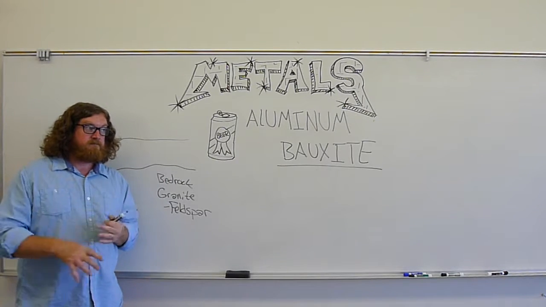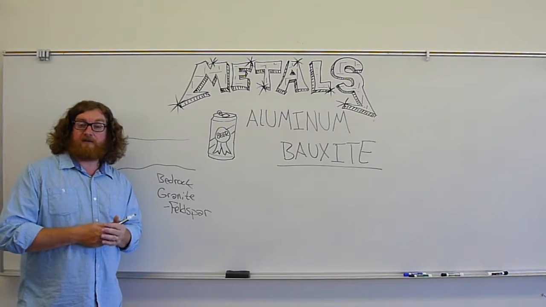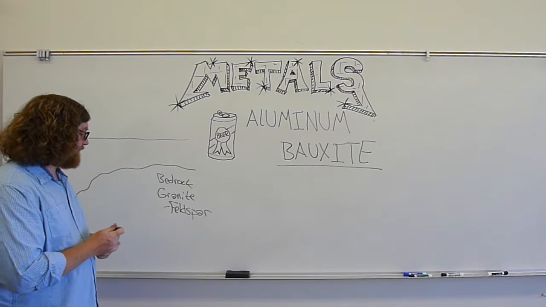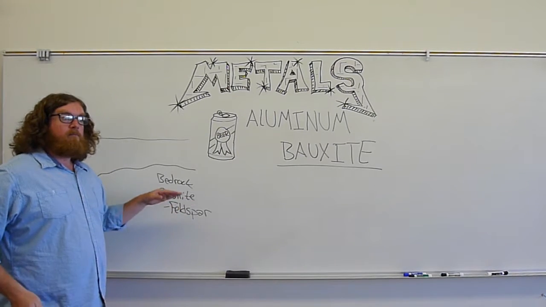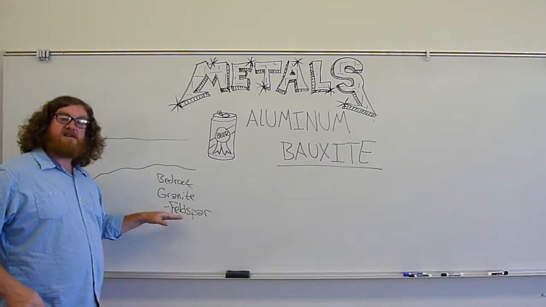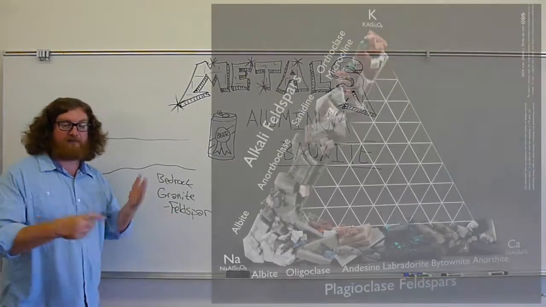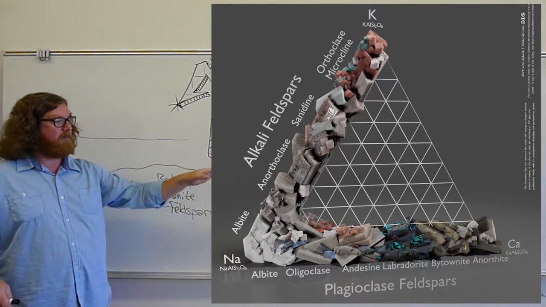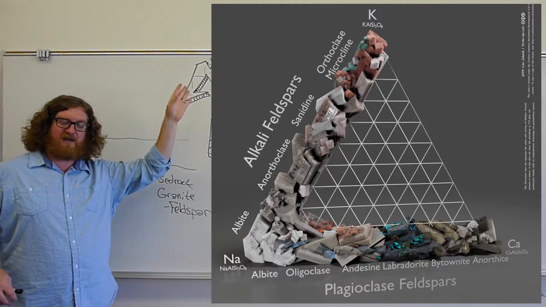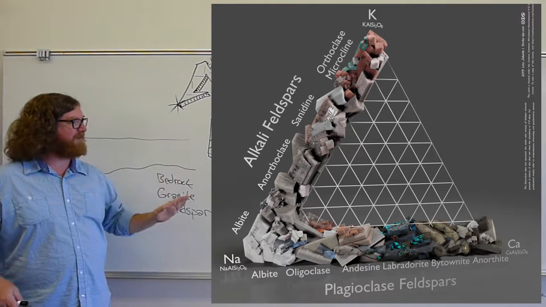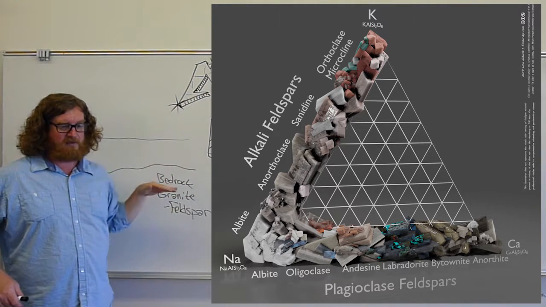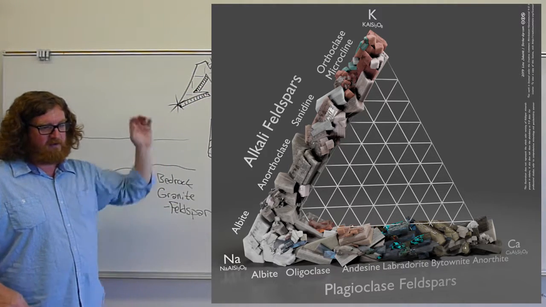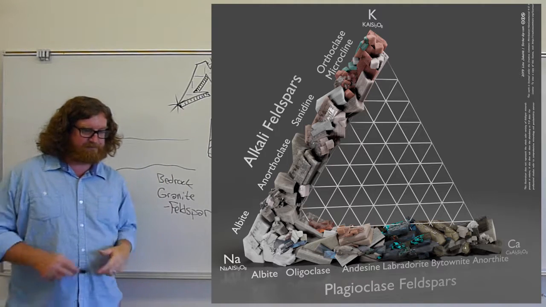The reality is actually even more complicated than this. So if we think about a granite, most of a granite is this funky mineral called a feldspar, and a feldspar is a big group of minerals. You can actually see here, this is one of my favorite ternary diagrams of the feldspars. You can see the alkali feldspars and the plagioclase feldspars, potassium, sodium, and calcium.